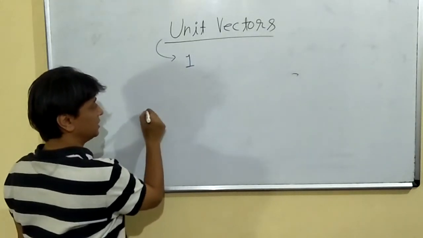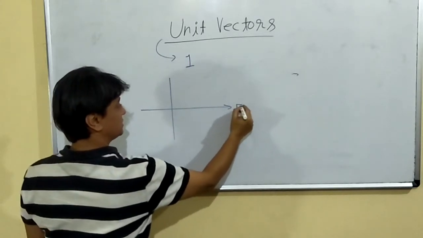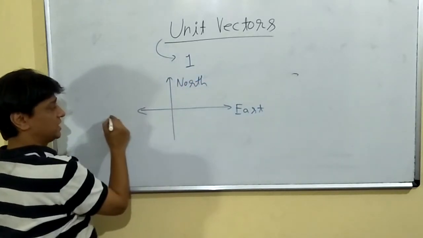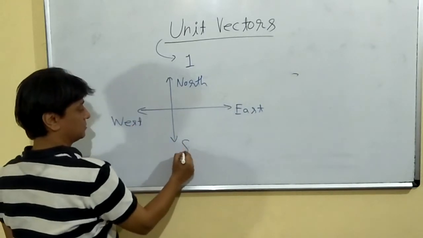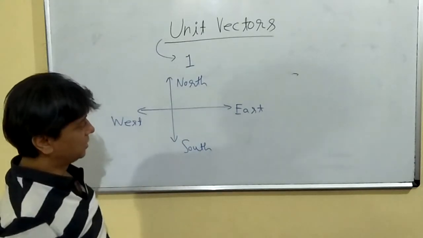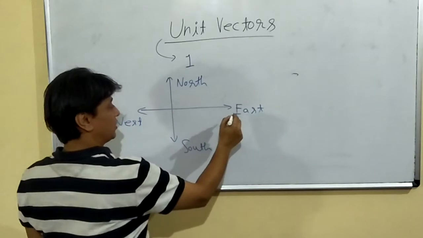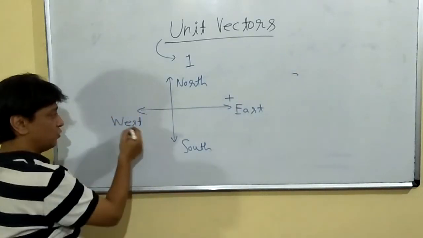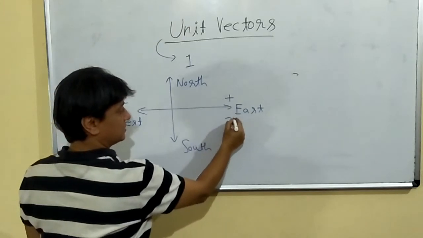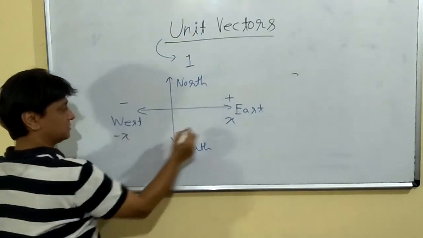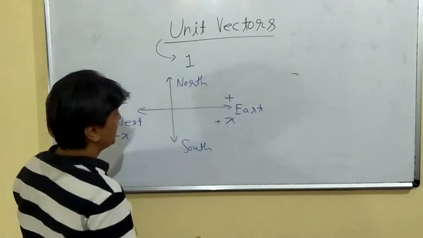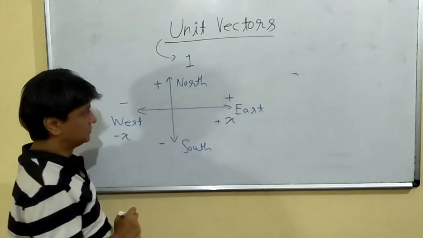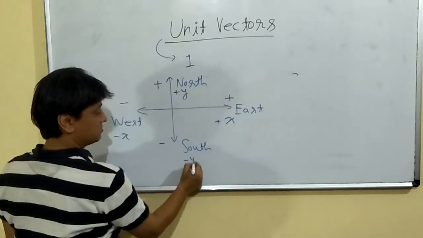देखिए यहाँ पे. This is east. This is north. This is west. And this is south. If you remember, we had defined that if someone takes east as positive, then he must take west as negative. This is plus x and this is minus x. Similarly, if someone takes north as plus, then he must take south as minus. This is plus y and this is minus y.